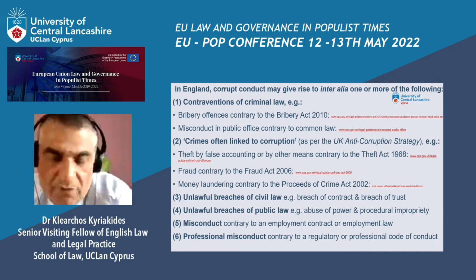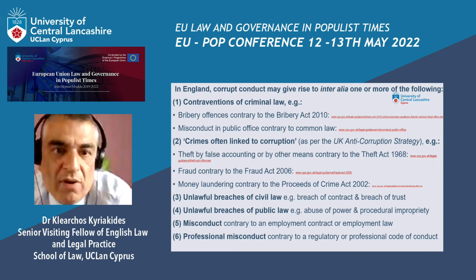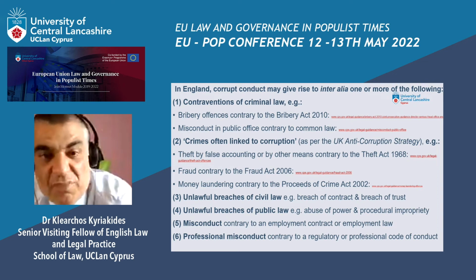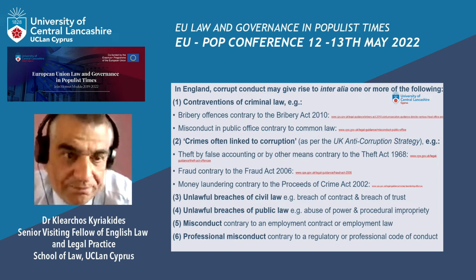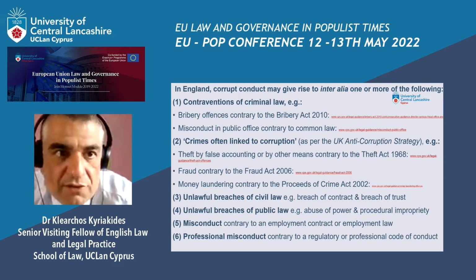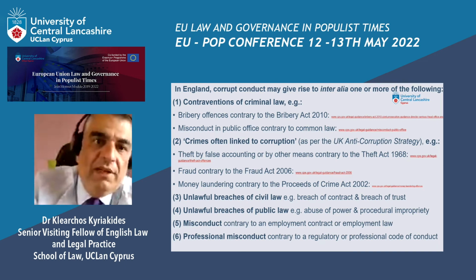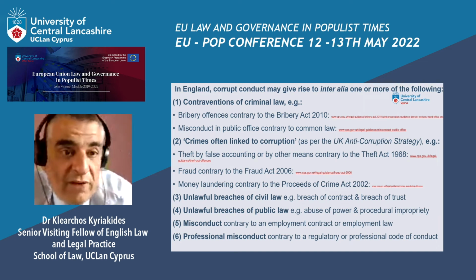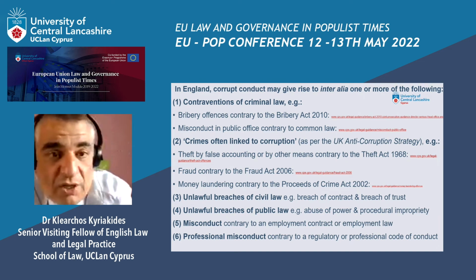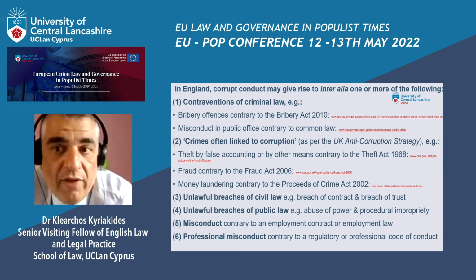And what I've tried to do on this slide is summarise or draw attention to some examples of what we mean by criminal offences that are manifestations of corruption, but not necessarily called corruption. So the most obvious example is an offence of bribery contrary to the Bribery Act 2010. We have also the very interesting criminal offence known as misconduct in public office. That's a common law offence.